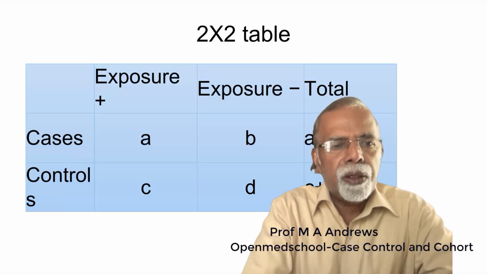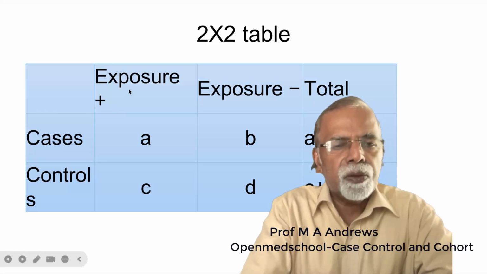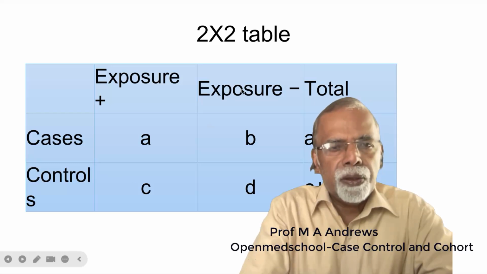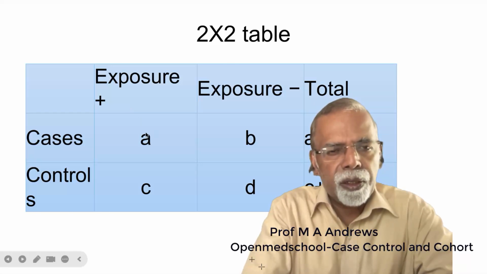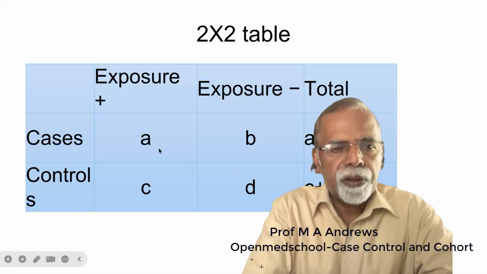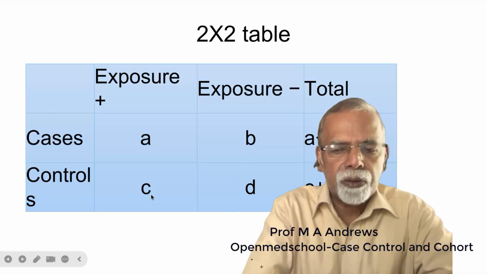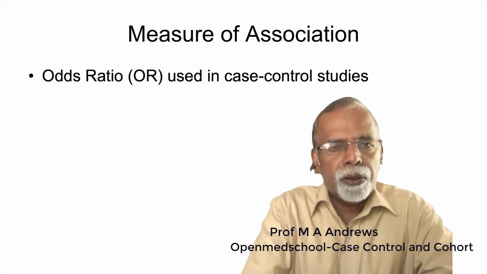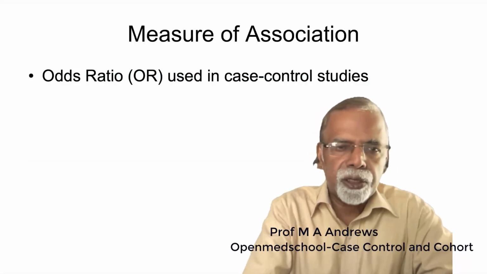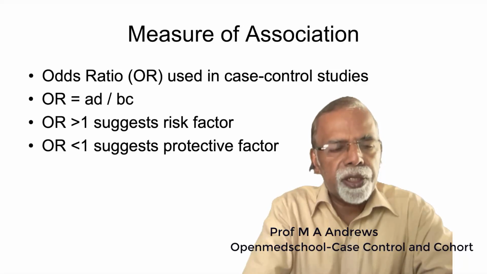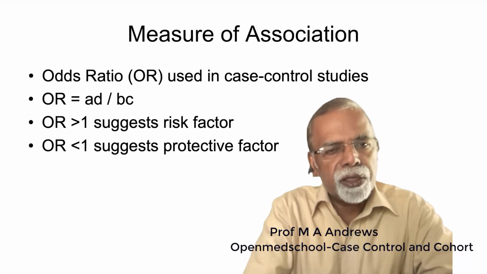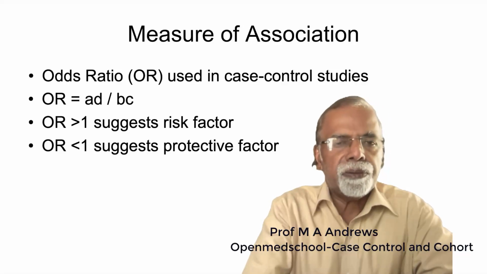Here it is shown: in the exposed group the cases are A, and in the controls it is C. In the exposure absent group, cases are B, and in the control group it is D. And in the 2x2 table we calculate the odds ratio by cross multiplying and dividing. That is AD divided by BC is the odds ratio. So it measures the association. Odds ratio is used in case control studies. As mentioned, odds ratio is AD by BC. Odds ratio more than 1 suggests a risk factor, less than 1 suggests a protective factor.